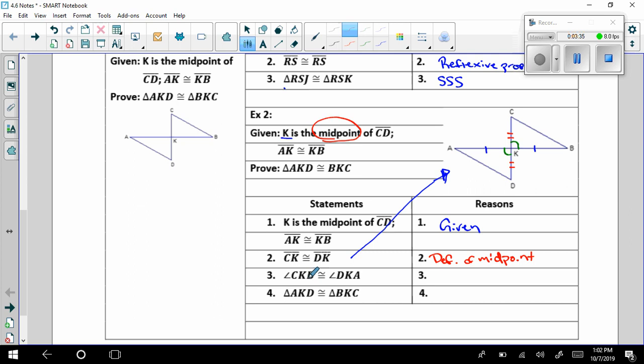And then it says angle CKB. So this angle here, CKB, is congruent to angle DKA, which is this angle here, which we already had marked. Why did we have those marked? We had those marked because they're vertical angles. And vertical angles are congruent. And so then we can look at our markings and state why these 2 triangles are congruent. So we have a side, an angle, and then a side. That same side, an angle, and then that other side. So that's side, angle, side.